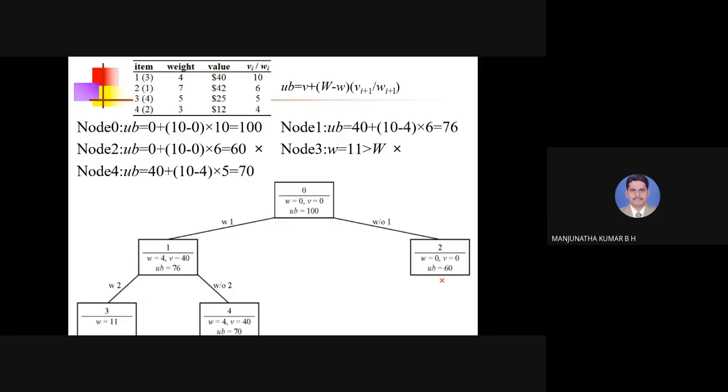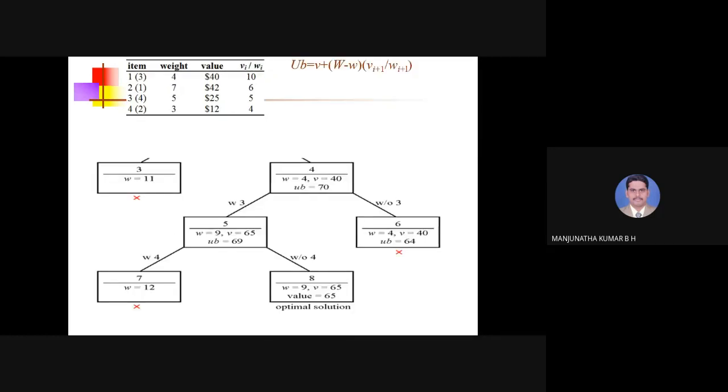So now I have considered two items, 1 and 2. Now I have to go with item 3. That is shown in the next slide. Now observe here. For your reference, again, I am showing the table and the formula. Node 3, which is part of the previous slide, and node 4 are also explained in the previous slide. Now node 4 is explored. To explore node 4, I am going to consider the third item, so with the third item and without the third item.